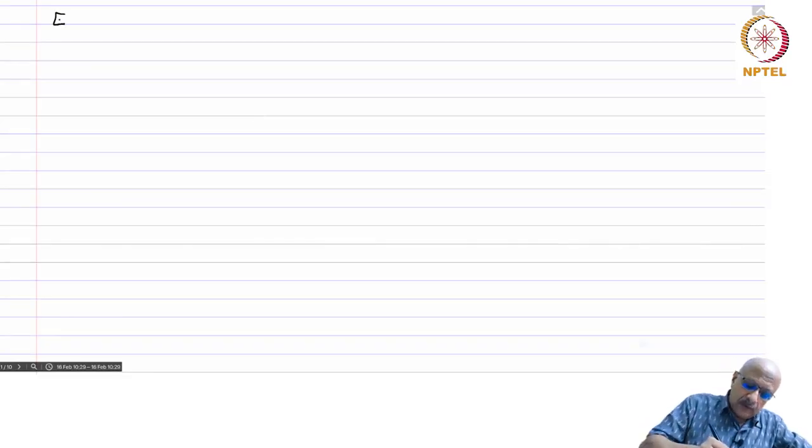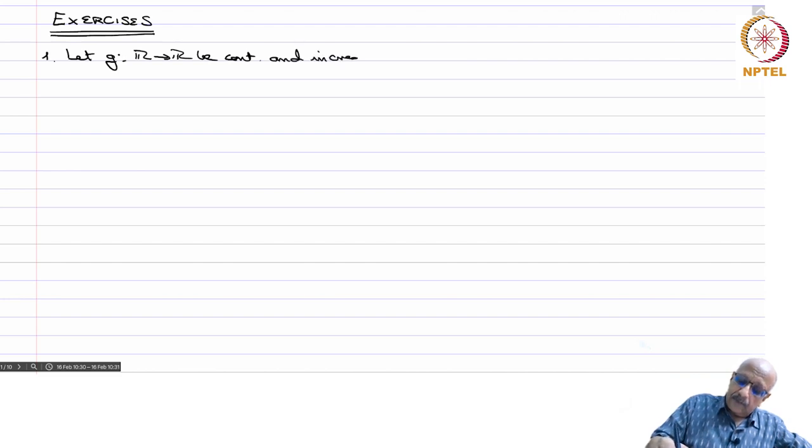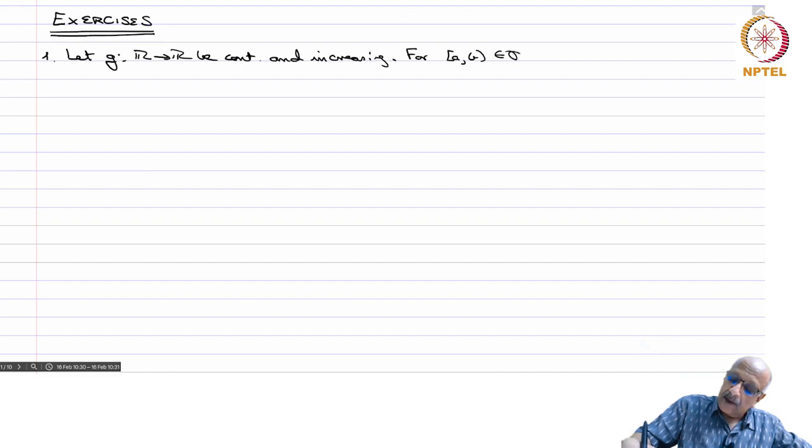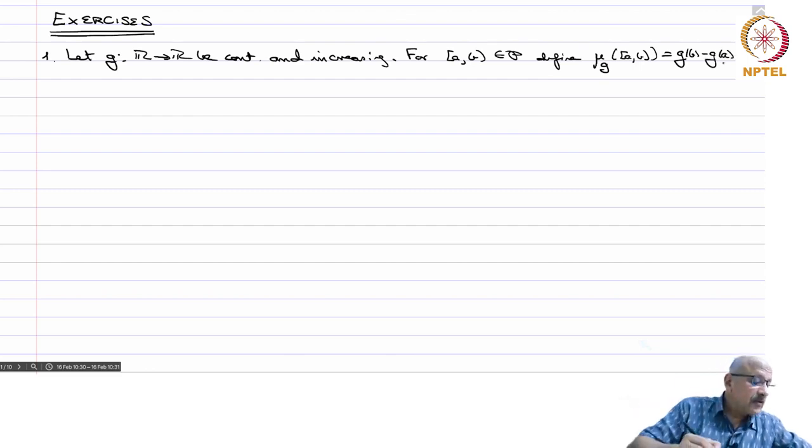We will do now some exercises. So the first one: let G from R to R be continuous and increasing. For a, b in P, define mu G of (a, b] equals G(b) minus G(a). So this is a non-negative quantity because G is an increasing function.